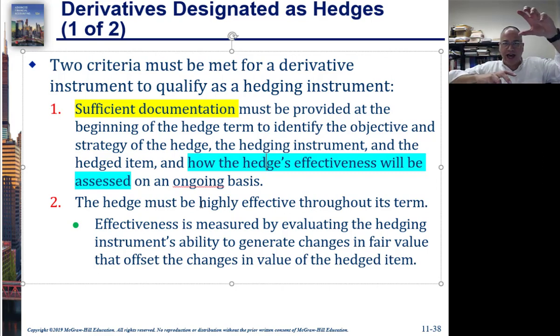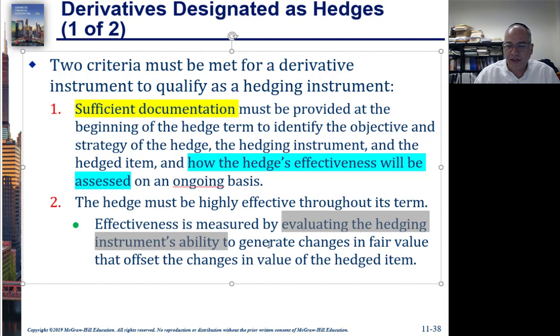the value of the hedge and the value of the offsetting hedging instrument are offsetting each other effectively on an ongoing basis. So this means you're going to have some kind of way of evaluating the hedging instrument's ability to generate changes in fair value that offsets in value of the hedged item. You don't have a bullet point here, but there's also a similar thing for cash flow hedges where the hedging instrument is going to generate cash flows or require cash flows that will offset cash flows from the hedged item.